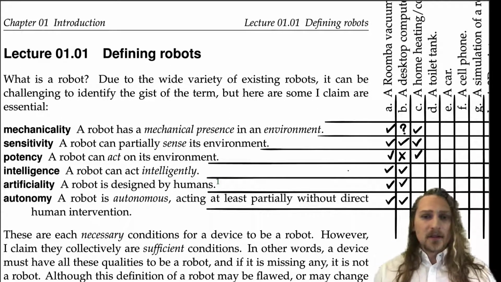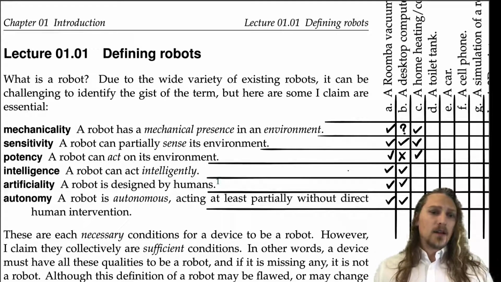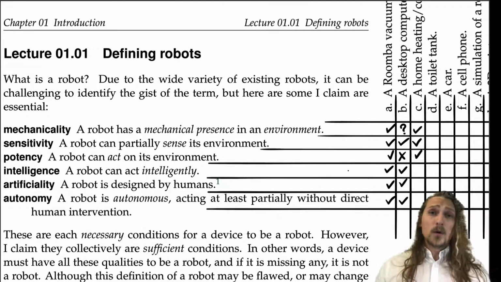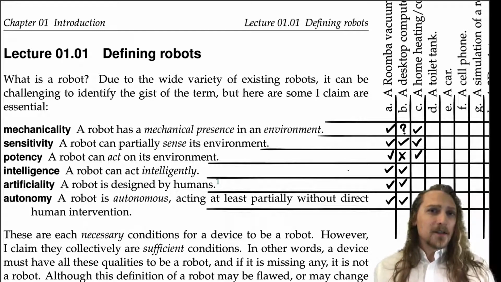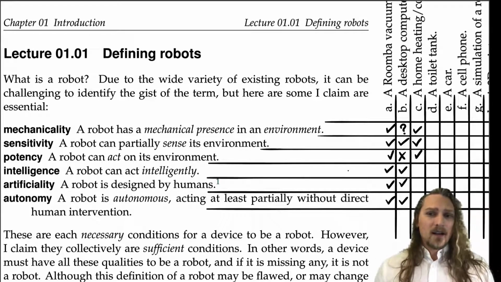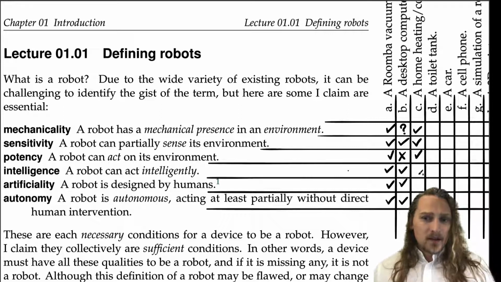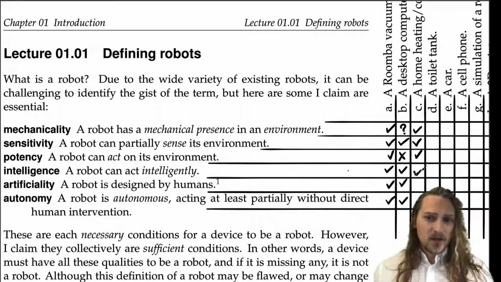Intelligence, it can act intelligently. Now this is challenging. The thermostat allows it to be sensitive to changes in temperature, and then it can make decisions based on the temperature. So if it's getting too cold in a room, it can turn the heat on. If it's getting too hot in a room, it can turn the air conditioning on. So it's mildly intelligent. It's not overly intelligent, but it does have a little bit of an ability to react to its environment in a way that makes sense. So I would give it a weak check mark here.